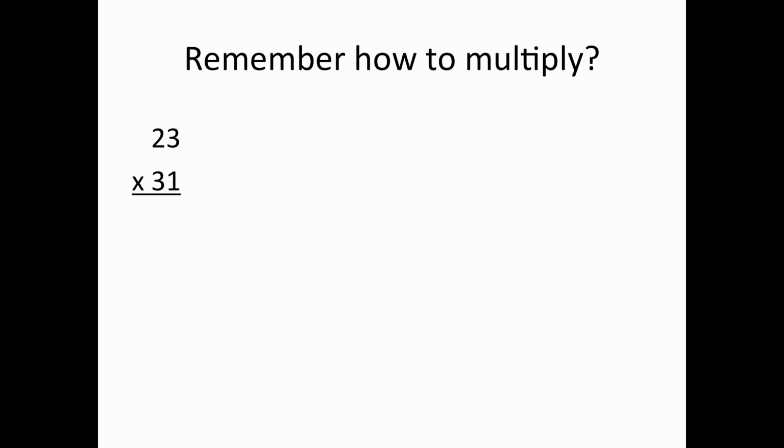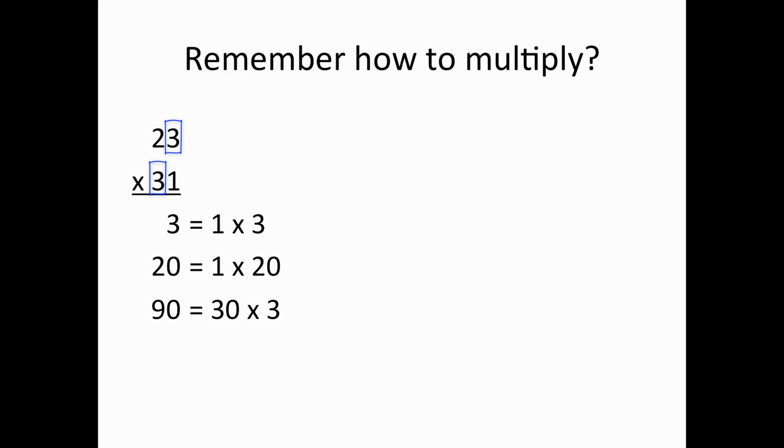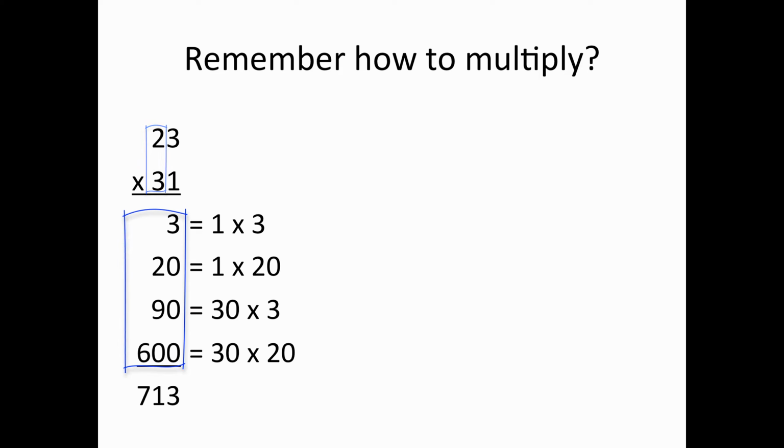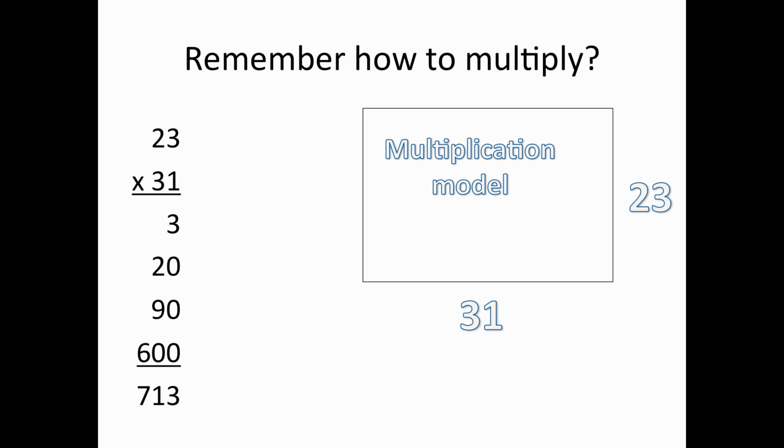So we're going to multiply 23 by 31. Now the first thing you might do is multiply 1 times 3, and you would get 3. Next, you would multiply 1 times, well, you might think it's 1 times 2, but it's really 1 times 20, and you'd get 20. Then you would multiply 30 times 3 and get 90. And then you'd multiply 30 times 20. It's not really 3 by 2, it's 30 by 20. And you'd get 600. And then add all of those up to get 713. And that's 23 times 31.